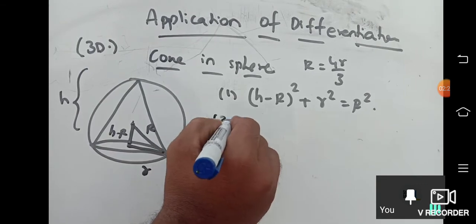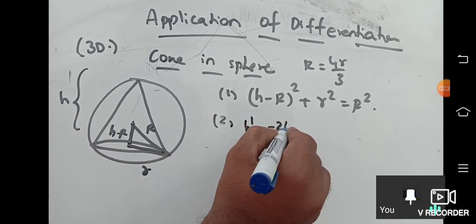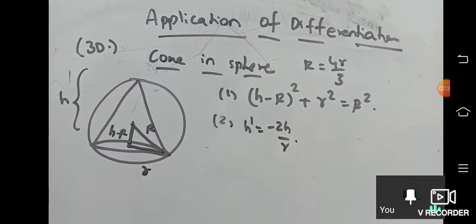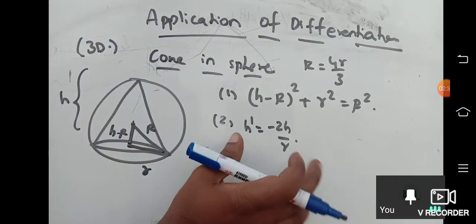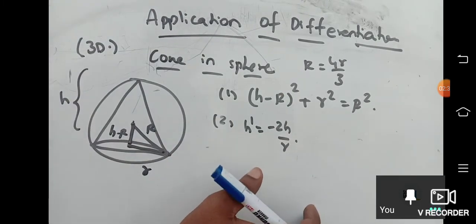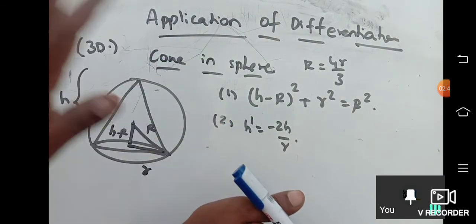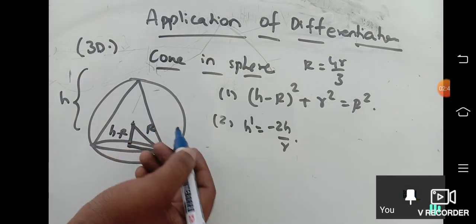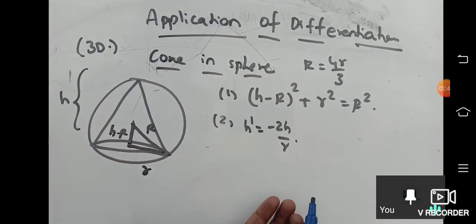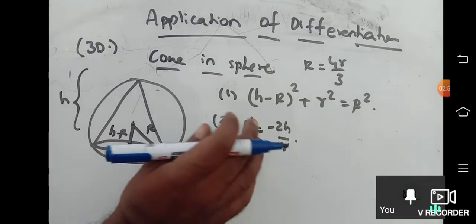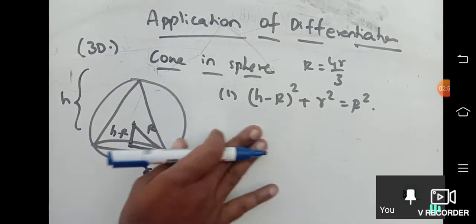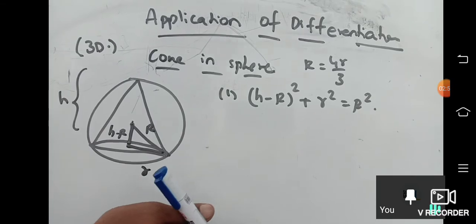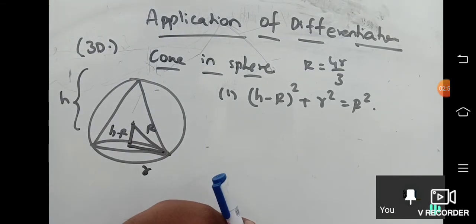See, the second equation I am directly writing: h dash is equal to minus 2h by r. Any doubts in the second equation? Yes, many times we discussed why this is happening. Without seeing any diagram, you have to write the second equation: h dash is minus 2h by r. Correct or not? Because always the cone or cylinder's volume is only minimum or maximum. So h dash equal to minus 2h by r. Wherever I got h dash, I'll substitute. Start telling, help me. What to do?